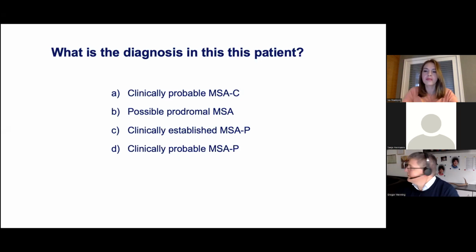Next slide, please. I will just let it run for 20 seconds and then I will show the results, because we have it already. I'm sorry, that was not intended, that I gave you the diagnosis, but anyway. I think that the result is pretty clear, clinically established MSA-P. This case was very straightforward. Next slide.